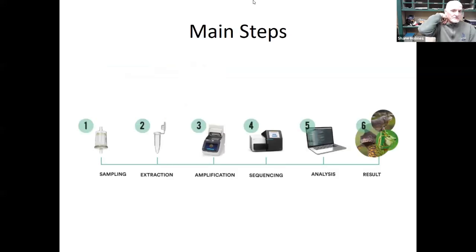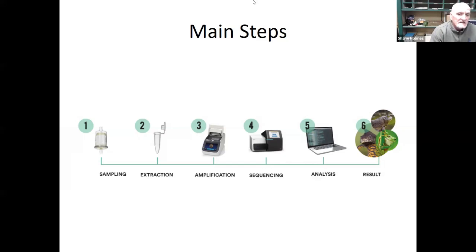So when researchers and scientists are looking at environmental DNA, what are the actual steps? Well, the steps begin with the process of sampling, where environmental samples taken from water, soil, or air are collected to capture DNA shed by organisms. Then this is followed by an extraction process where the DNA is isolated from the sample.